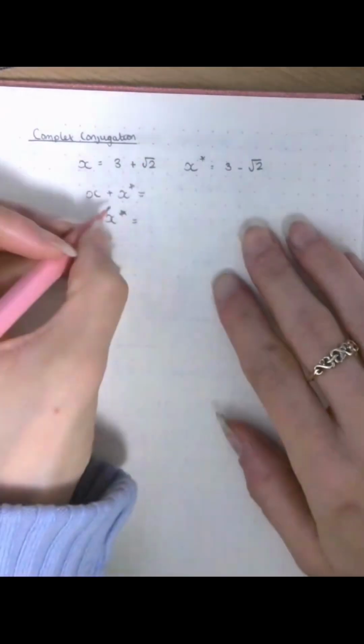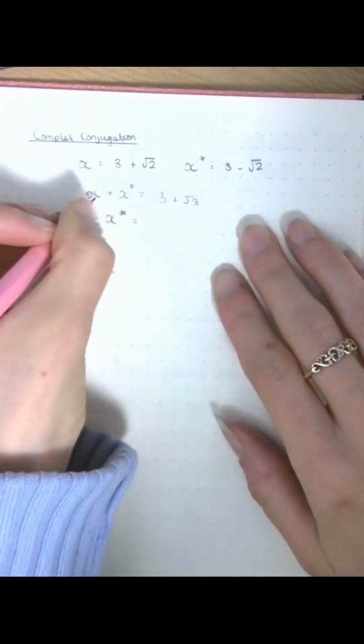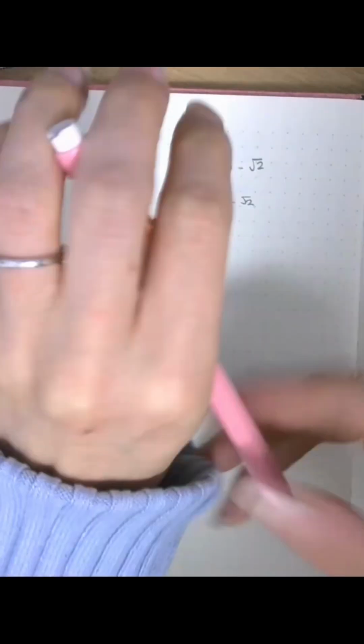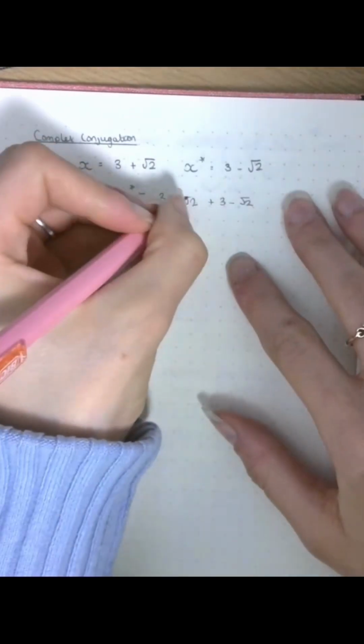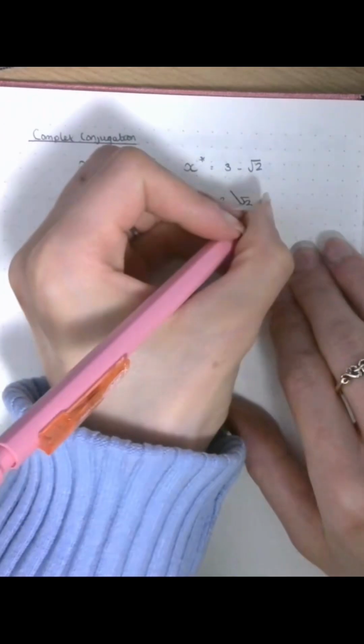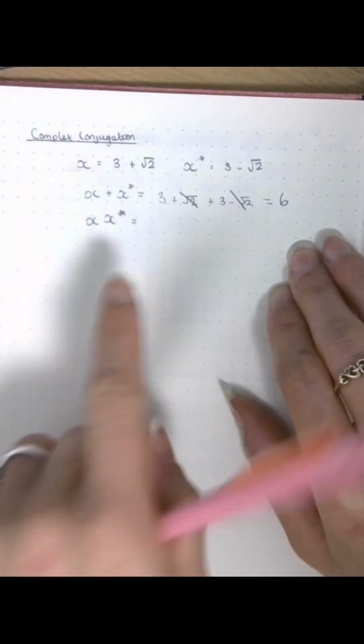So let's do this first one. So we have 3 plus root 2 plus 3 minus root 2. Hopefully we notice here that the plus root 2 and the minus root 2 cancel out, leaving us with 3 plus 3, which is 6. So we got rid of the surd there.